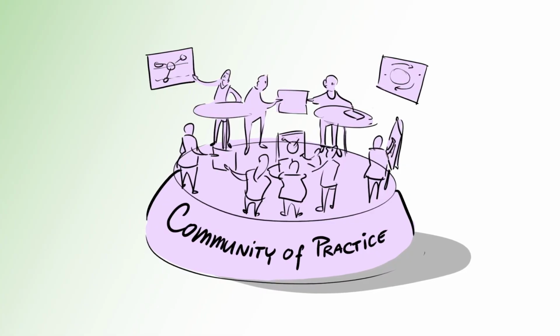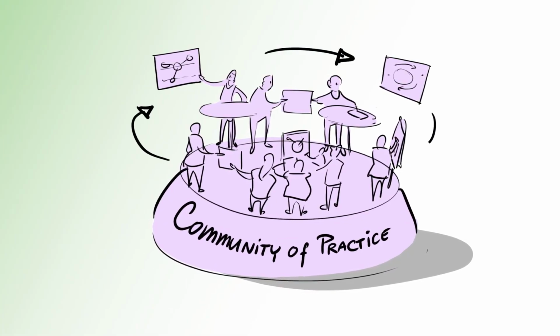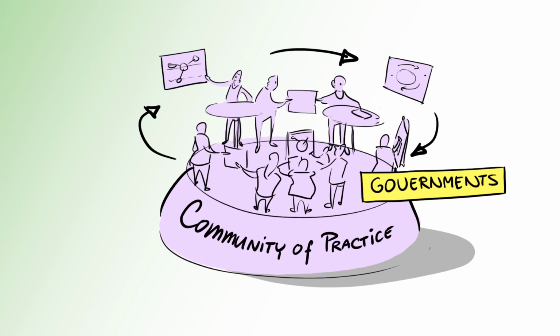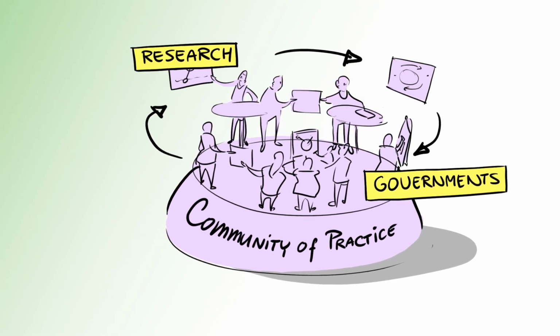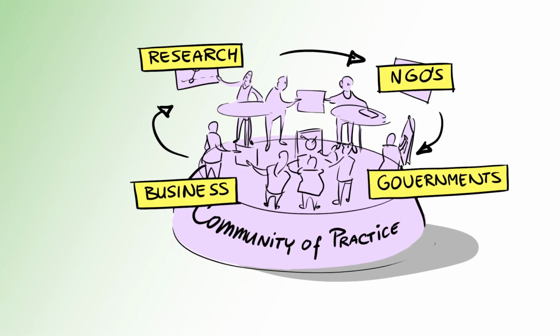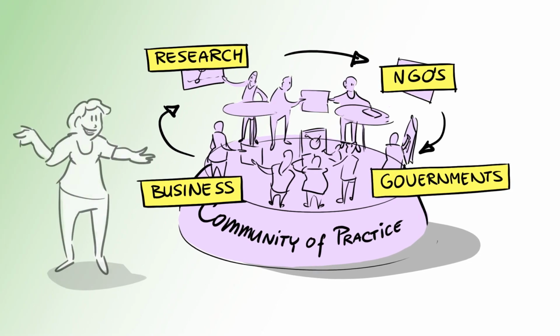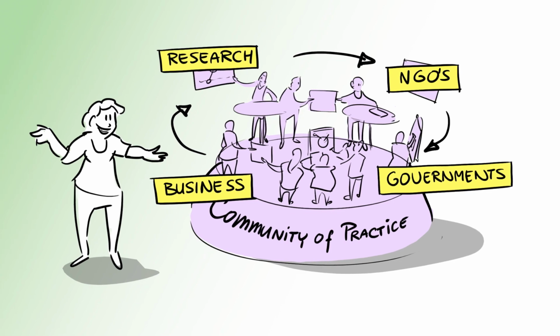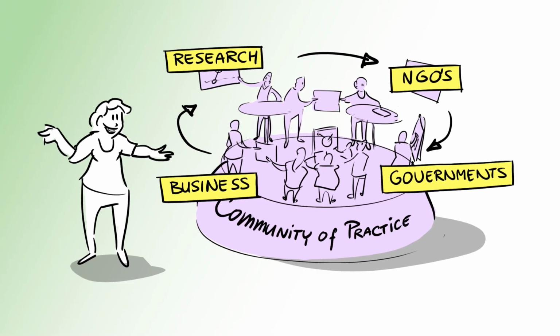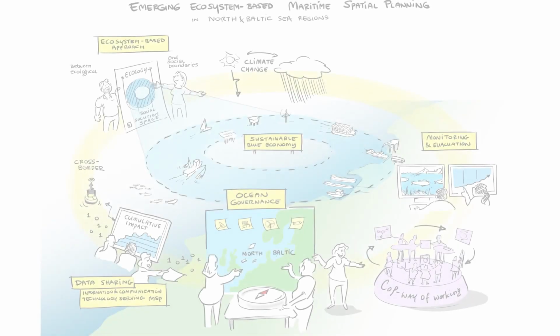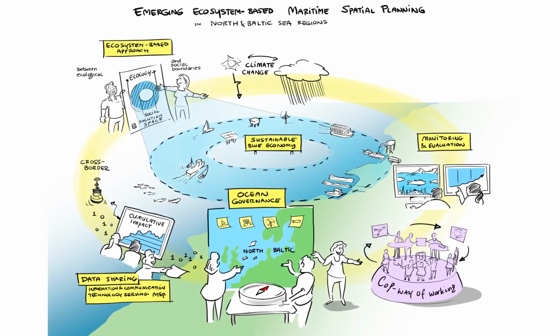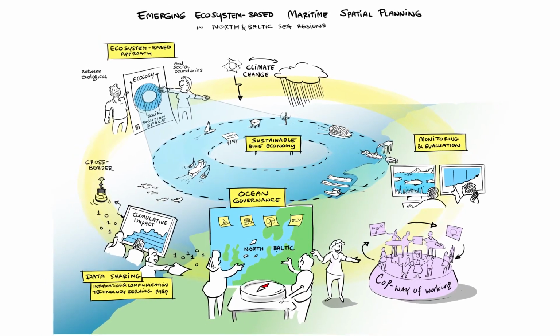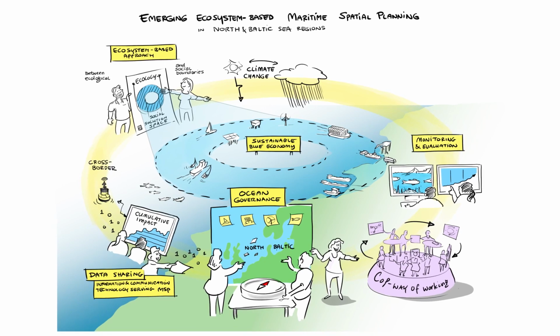All these steps need input from all relevant stakeholders, whether it be governments themselves, research institutes, NGOs, or businesses. A community of stakeholders that shares an interest and a passion for the North and Baltic Sea and learns to make the best choices possible. This all comes together in eMSP NBSR, Emerging Maritime Spatial Planning for the North and the Baltic Seas region.